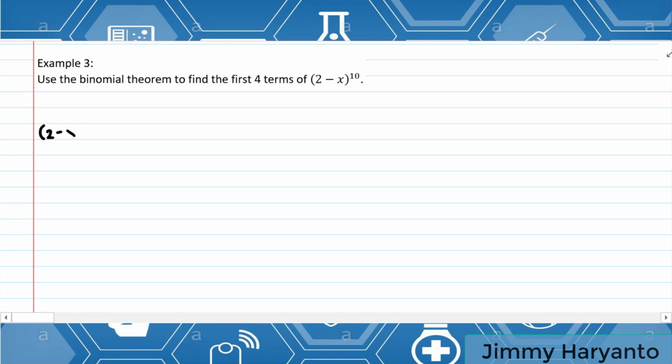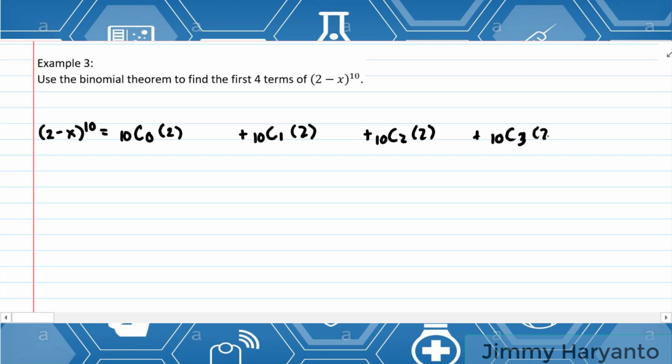Okay, so we have (2 minus x) to the power of 10. The first 4 terms: 10c0, and then plus 10c1 for the second term, then the third term, and the fourth term. There you go, fourth term. Then you have to write the 2, and 2, and then the second is negative x. This time it's negative x, not b.